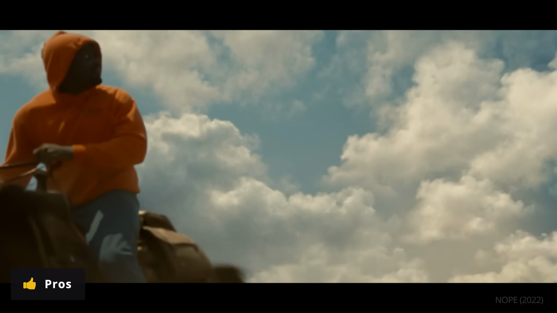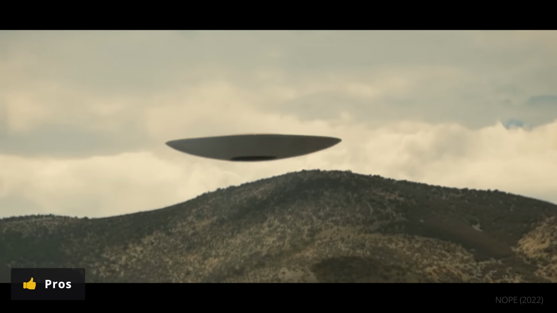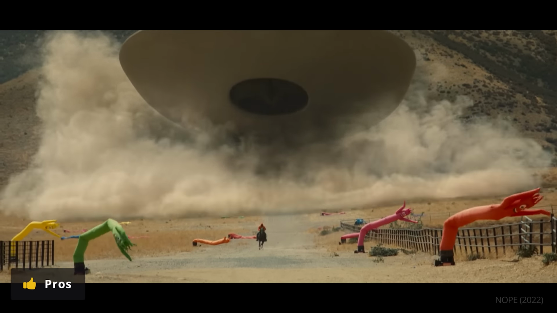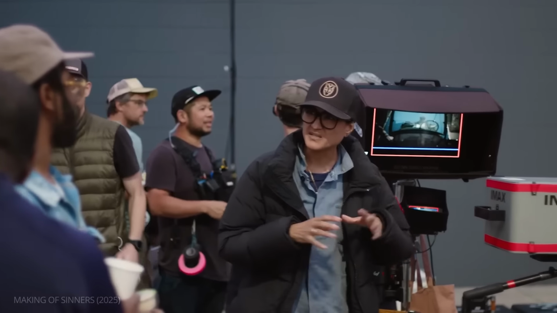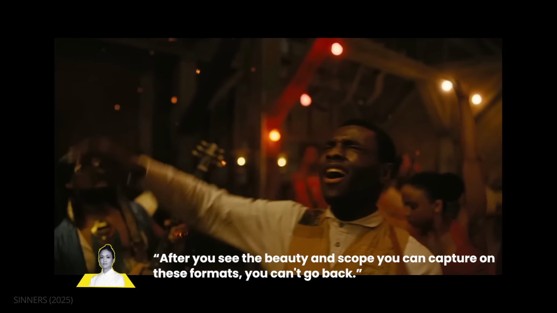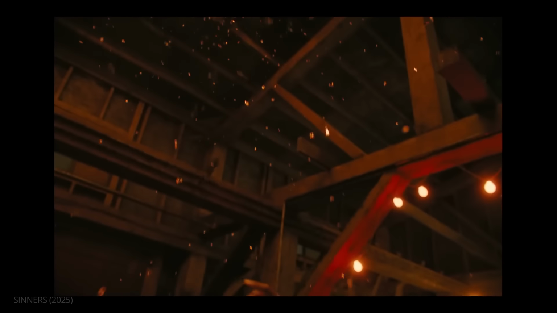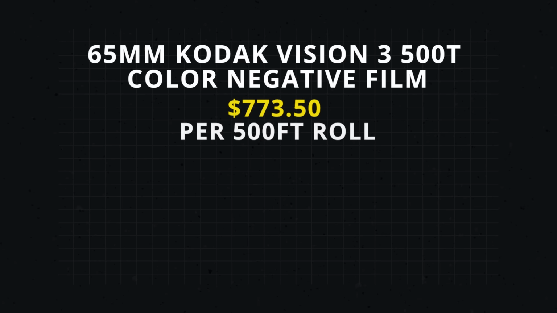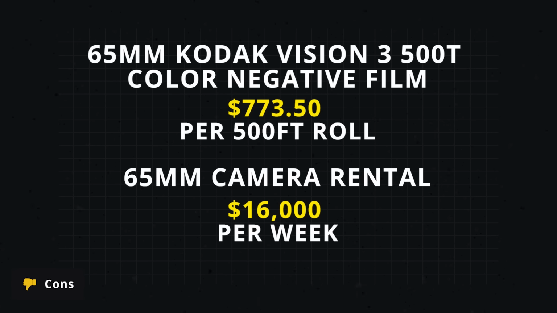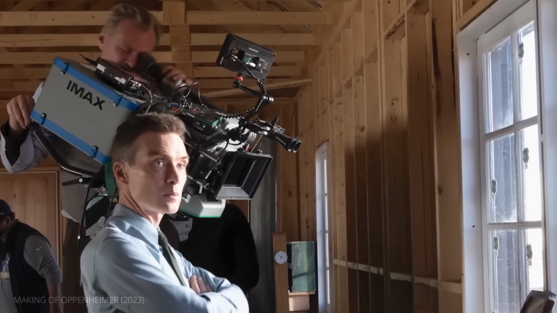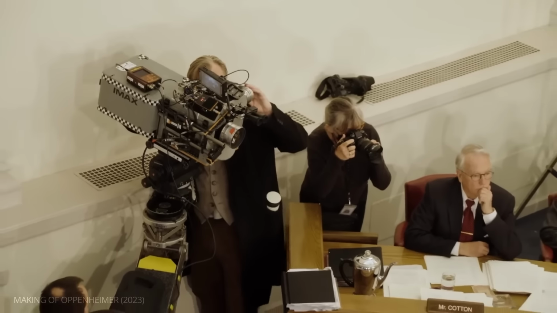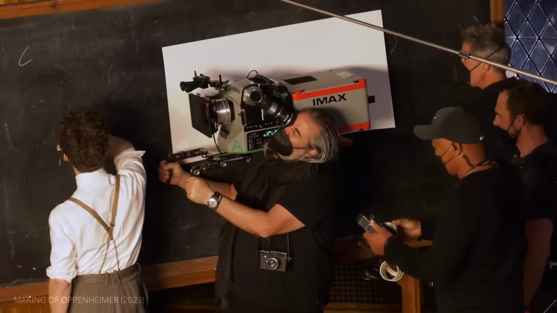65 and 70mm film has exceptional resolution that especially shines when exhibited with large format projection. As Sinner's cinematographer Autumn Derald Archipel argues, after you see the beauty and scope you can capture on these formats, you can't go back. But it is also by far the most expensive format out there and requires equally expensive equipment to use, as well as high processing costs. And for filmmakers whose work isn't going to be shown on large format projection, which is most filmmakers, the logistical headaches that come with 70mm are not worth it.